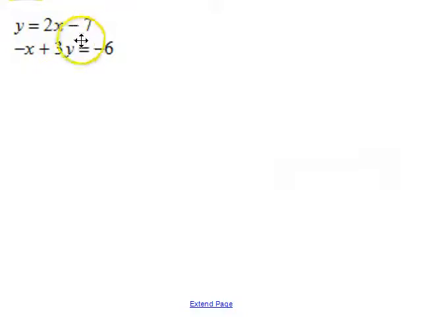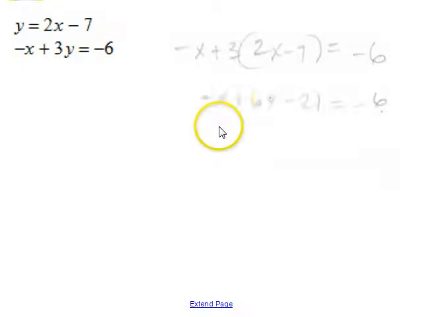If I know that y is the same thing as 2x minus 7, I can substitute 2x minus 7 any place where I see y. So I'm going to substitute it into this bottom row. Instead of negative x plus 3 times y, I'm going to have negative x plus 3 times this stuff, 2x minus 7. And it's still going to be equal to negative 6 just like it was before. Distribute that 3, and I'm going to have negative x plus 6x minus 21. Put these x's together, I'm going to have 5x. I also have to move the 21 over. So 5x equals 15. Divide by 5, I'm going to have x equals 3.